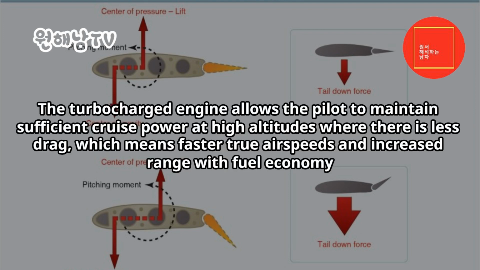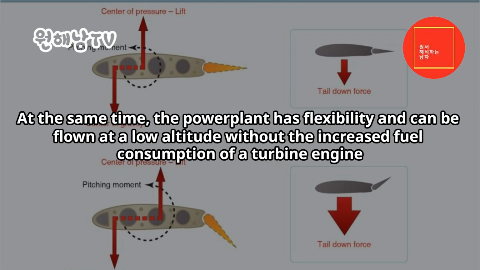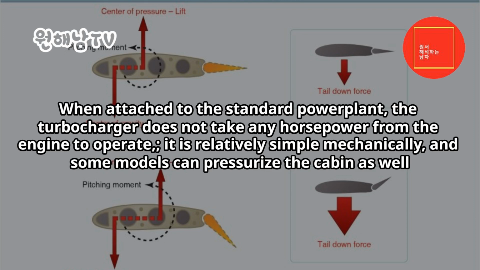Turbocharging. The turbocharged engine allows the pilot to maintain sufficient cruise power at high altitudes where there is less drag, which means faster true airspeeds and increased range with fuel economy. At the same time, the power plant has flexibility and can be flown at a low altitude without the increased fuel consumption of a turbine engine. When attached to the standard power plant, the turbocharger does not take any horsepower from the engine to operate, it is relatively simple mechanically. And some models can pressurize the cabin as well.